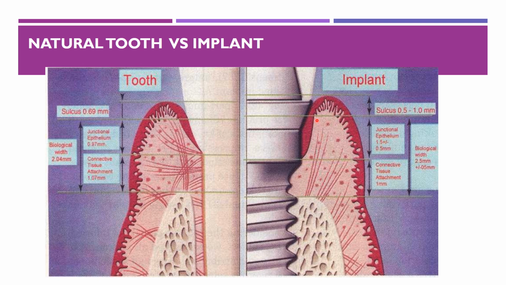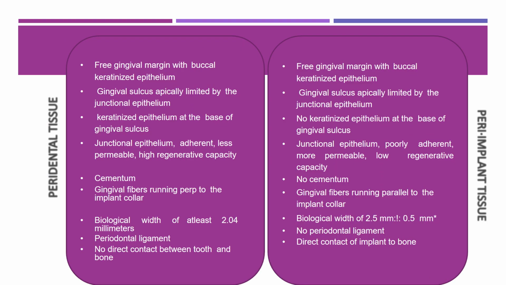And also you can see that there is an increased amount of junctional epithelium, which is more permeable as compared to the tooth surface. So the junctional epithelium and connective tissue attachment will be more, and the biological width is more in the case of an implant. So coming to the details of each, there is peridental tissue and peri-implant tissue.